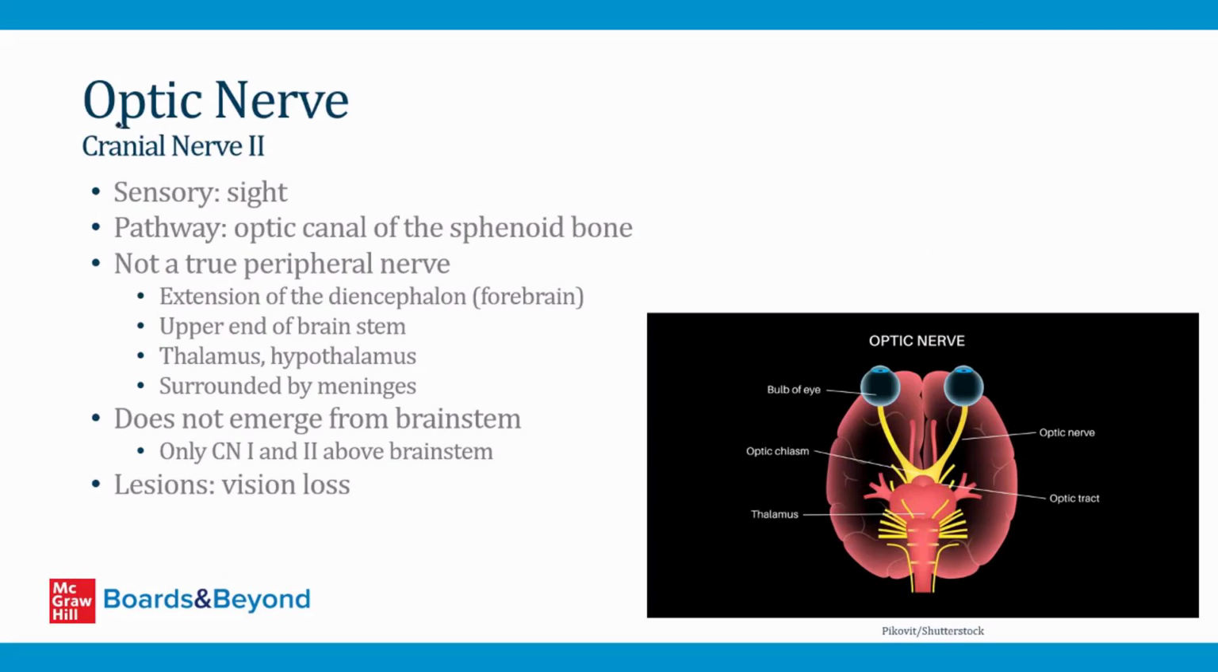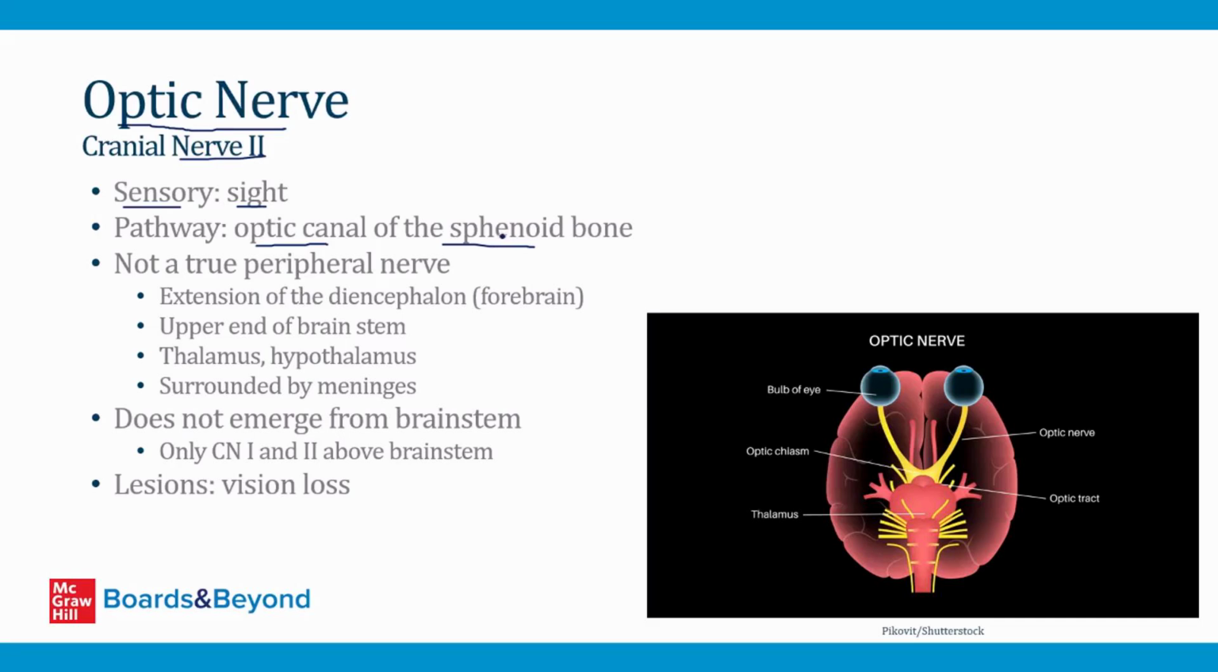Okay, moving on. Next, let's talk about the optic nerve, which is cranial nerve number 2. This is another purely sensory cranial nerve, and it's responsible for our sense of sight. The pathway this nerve travels is from the retina, where light waves are picked up and detected, through the optic canal of the sphenoid bone, and from there signals are sent into the cortex and the brain.